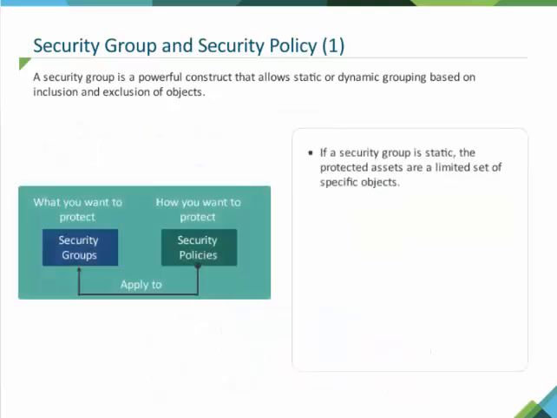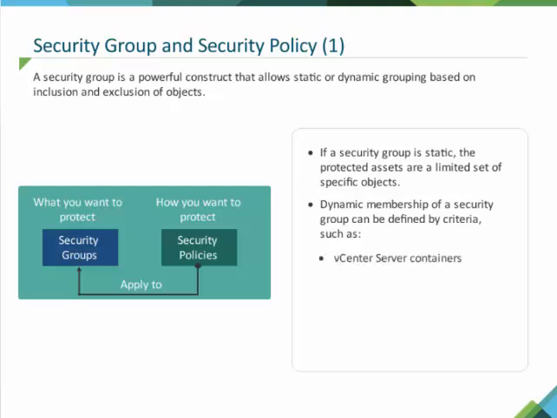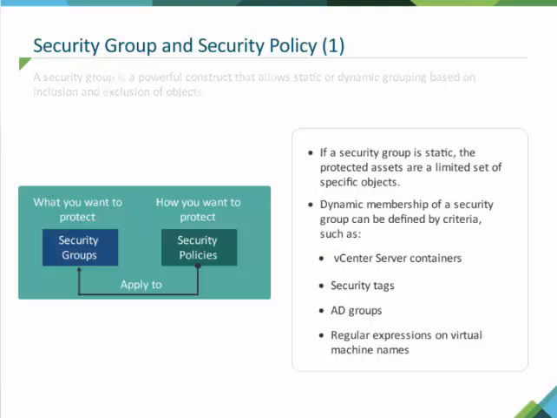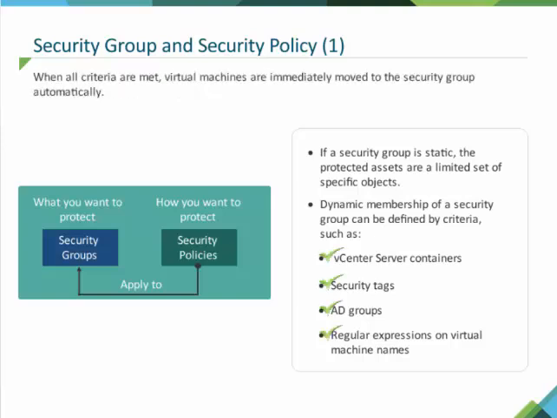If a security group is static, the protected assets are a limited set of specific objects, whereas dynamic membership of a security group can be defined by one or multiple criteria, such as vCenter server containers, data centers, port groups, and clusters, security tags, AD groups, regular expressions on virtual machine names, and so on. When all criteria are met, virtual machines are immediately moved to the security group automatically.